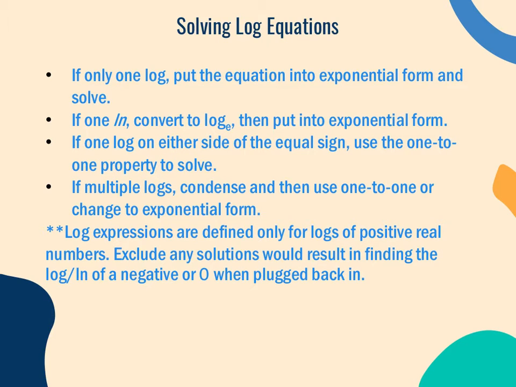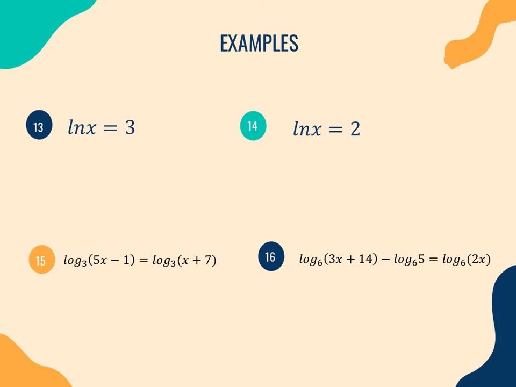If there's multiple logs in the problem, then you're going to condense it using those properties, the product, the quotient, the power property, and then you're going to use one-to-one or change it to exponential form. Remember that log expressions, whatever you're taking the log of, have to be positive numbers. So if after you solve a log equation and you plug it back in, it makes a negative number or a 0, then you would throw that solution out. So when we're solving the log equations, you need to check. So let's try some examples.